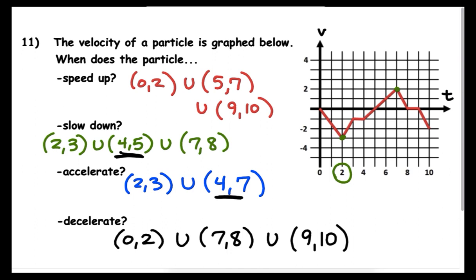If I say, when is the velocity the greatest? That would be right here at 7 seconds. If I say, when's the speed the greatest? It's at 2 seconds. Because speed is the absolute value of velocity. Speed can never be negative.